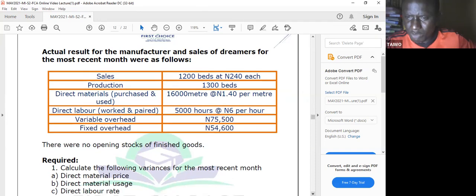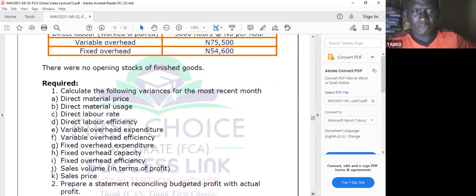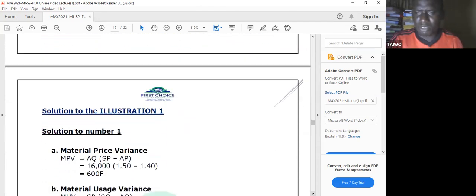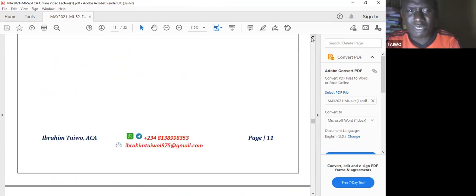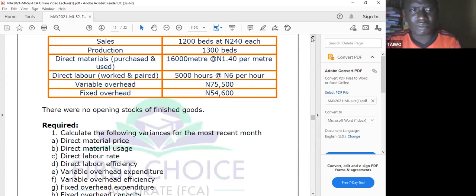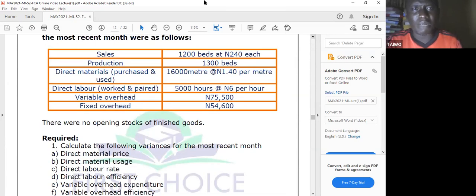That means that if I'm looking for my material price variance, I will just say material price variance is equal to 1 naira 50 kobo minus 1 naira 40 kobo, actual price, times actual quantity of material purchased. Because you want to look at the totality of that variance, you look at it in terms of the actual quantity of the material purchased. They purchased 16,000 meters. This is actual information.